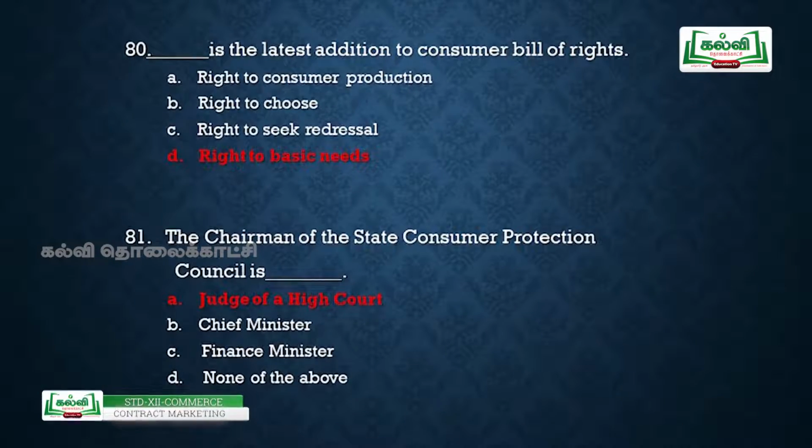Okay, the next one, the chairman of the State Consumer Protection Council is dash. Option A, judge of a High Court. We know the Consumer Protection Council, the members consisting the board of the State Consumer Protection Council. Chief Minister, Finance Minister, these people are not dealing with the State Consumer Protection Council. So, the judge of a High Court is the chairman of the State Consumer Protection Council. So, the option A is the correct answer.